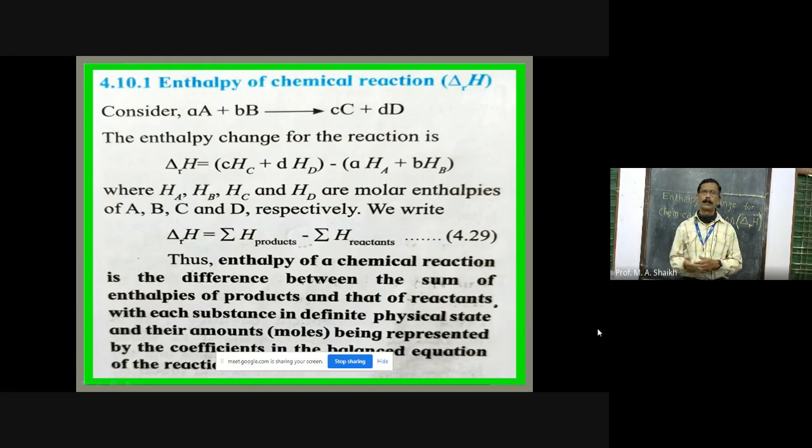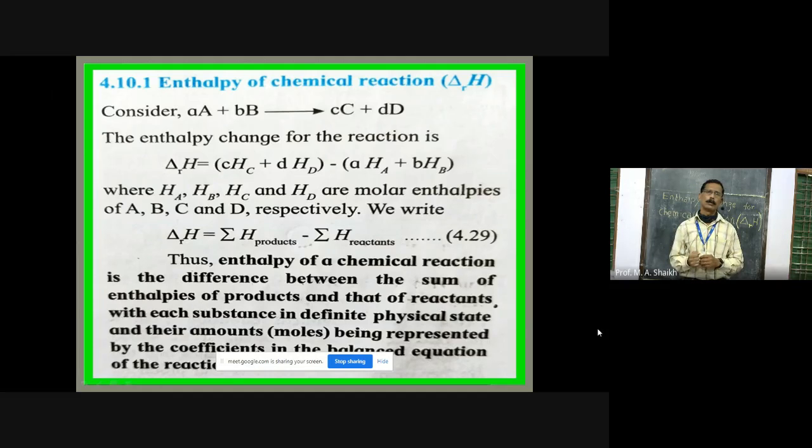What we have learned? Delta HR. What is delta HR? Enthalpy change for reaction. And what is the right hand side of the equation sign? Delta HR is equal to summation of enthalpies of products minus summation of enthalpies of reactants.